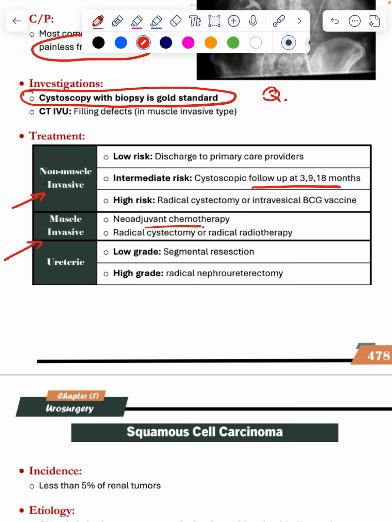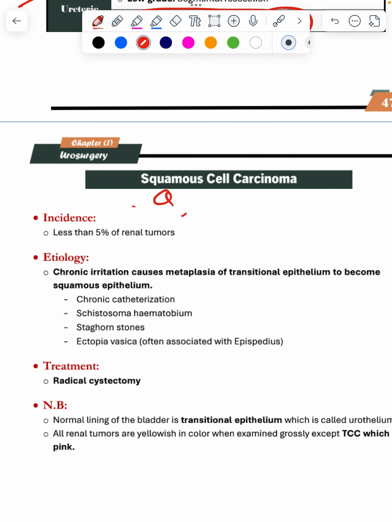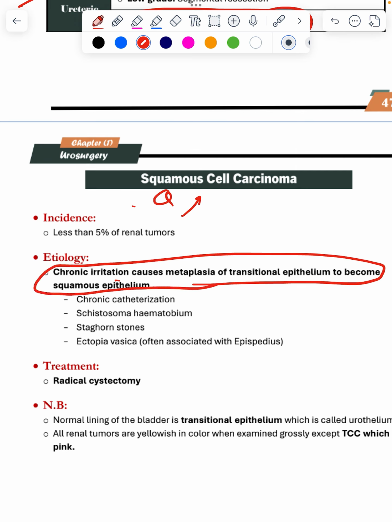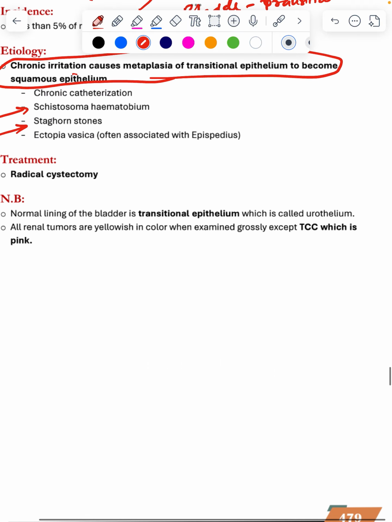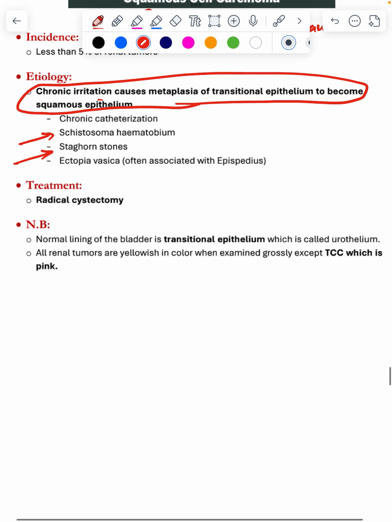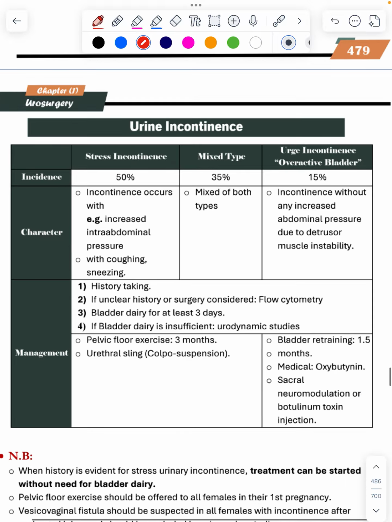Muscle invasive is there: neoadjuvant, radical cystectomy, and ureteric involvement, segmental resection, radical nephroureterectomy. Squamous cell carcinoma of the bladder occurs because of chronic irritation and metaplasia of transitional to become squamous. So the urinary bladder has got transitional epithelium. Staghorn stones, these are the other causes, radical cystectomy. Transitional epithelium is also called urothelium. Transitional cell carcinoma can be pink. This is a question.